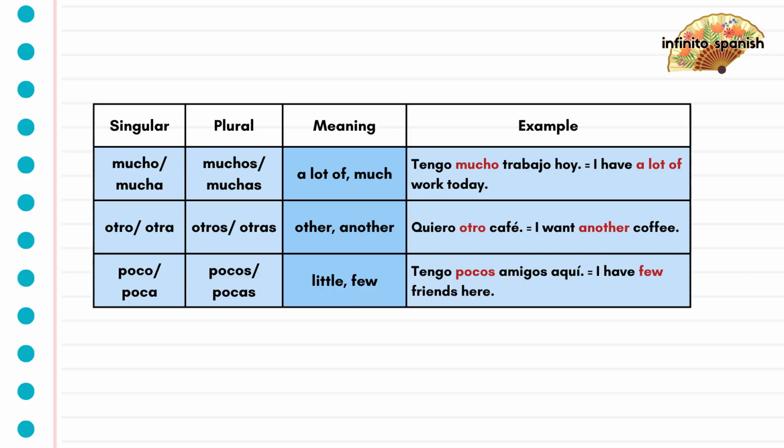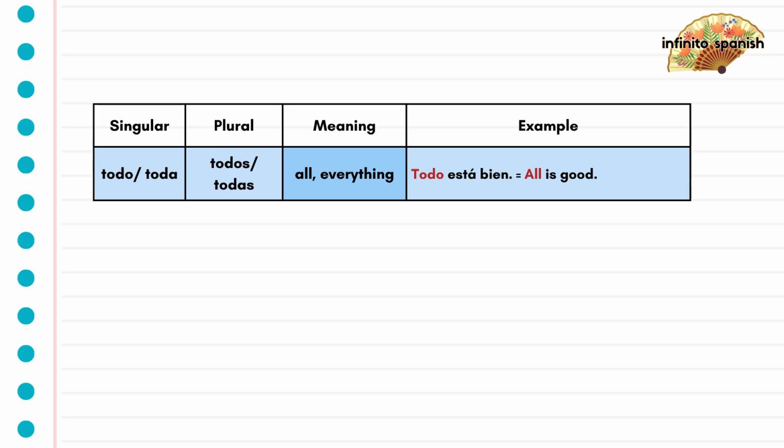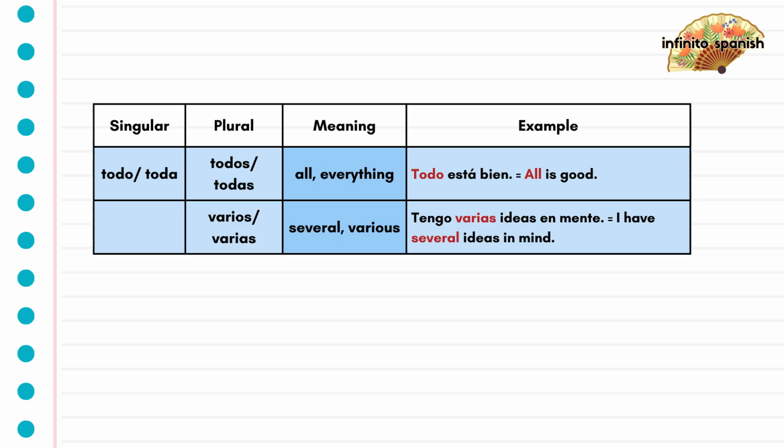Poco, poca, pocos, pocas, meaning little, few. Tengo pocos amigos aquí. I have few friends here. Tanto, tanta, tantos, tantas, meaning so much or so many. Hay tantos coches en la calle. There are so many cars on the street. Todo, toda, todos, todas, meaning all, everything. Todo está bien. All is good. Varios, varias, meaning several. Tengo varias ideas en mente. I have several ideas in mind.